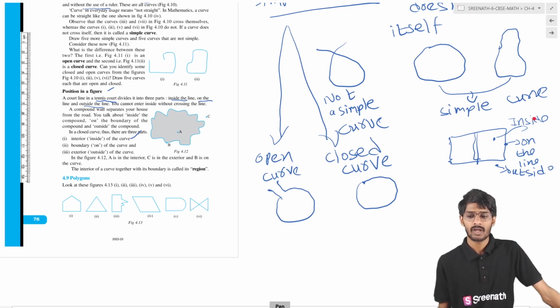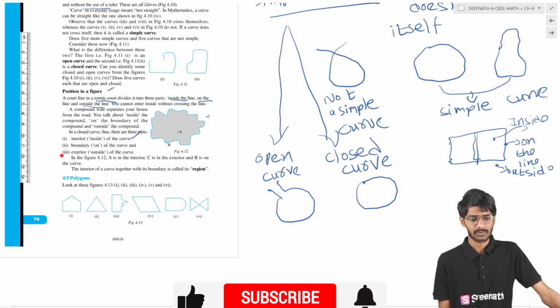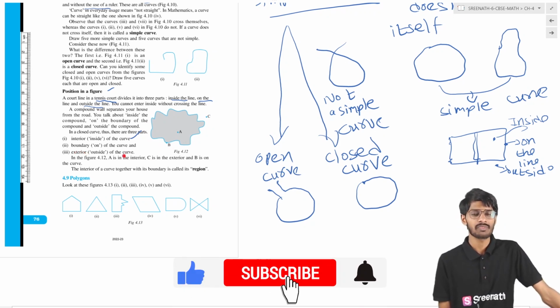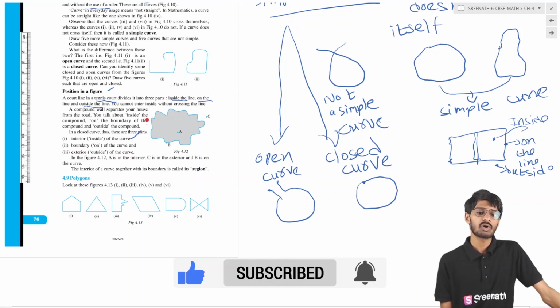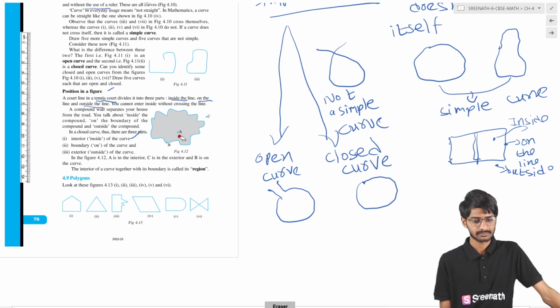Next, what we have completed inside this is the point on the line. So here B is a point on the curve, so we call it the boundary of the curve. We call the shaded area the interior of the curve. This is the boundary of the curve.